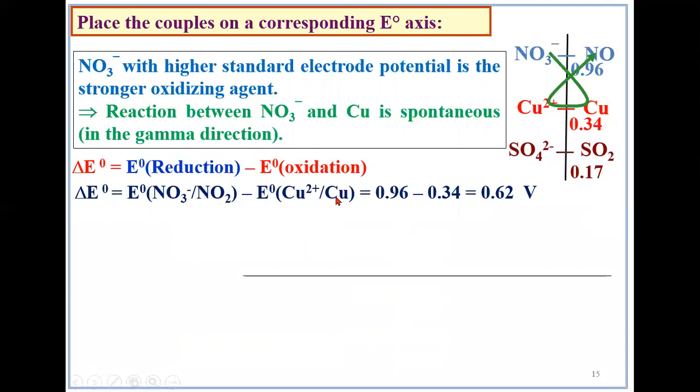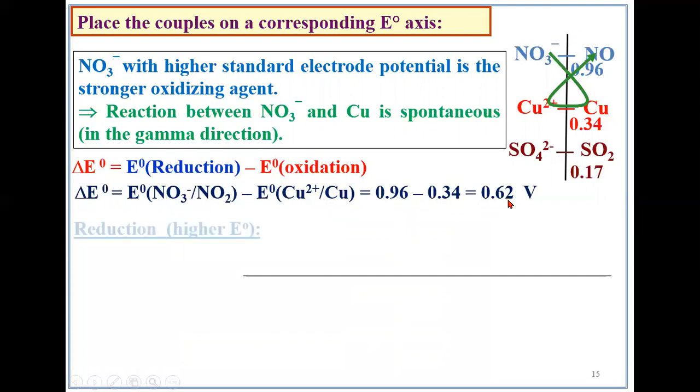So we have the E naughts for each of the couples, and just put that right in. Now notice that we use the E naught as is with a minus sign, since the E naught for an oxidation is flipped. Instead of doing a flip, we just subtract the E naught of the reduction minus the E naught of the couple that will undergo oxidation. Subtract them both, you get 0.62.